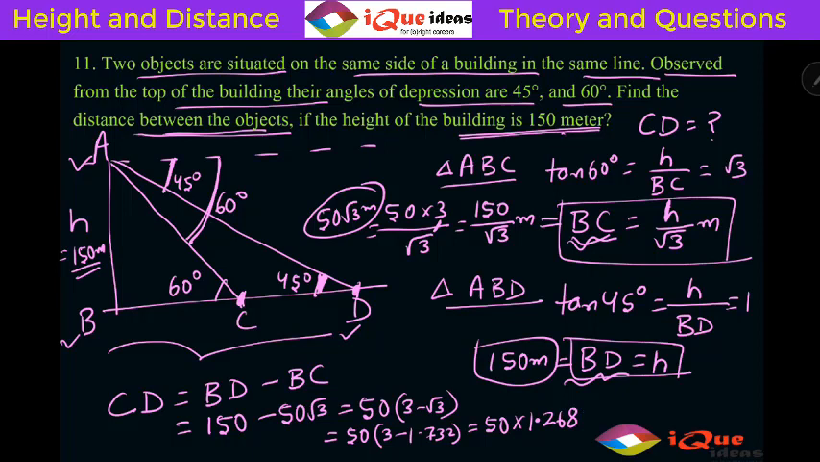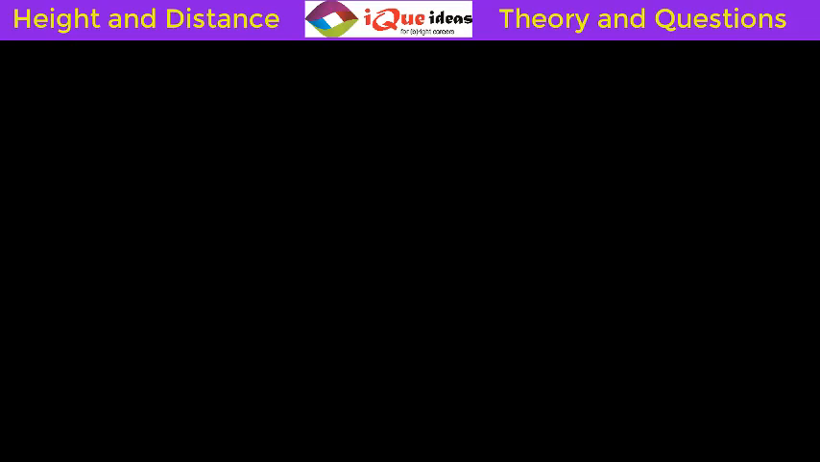All right. Which will be finally equal to 63.4 meters. Right. So the required distance between the objects is 63.4 meters. Okay. Now let's go to the next question.